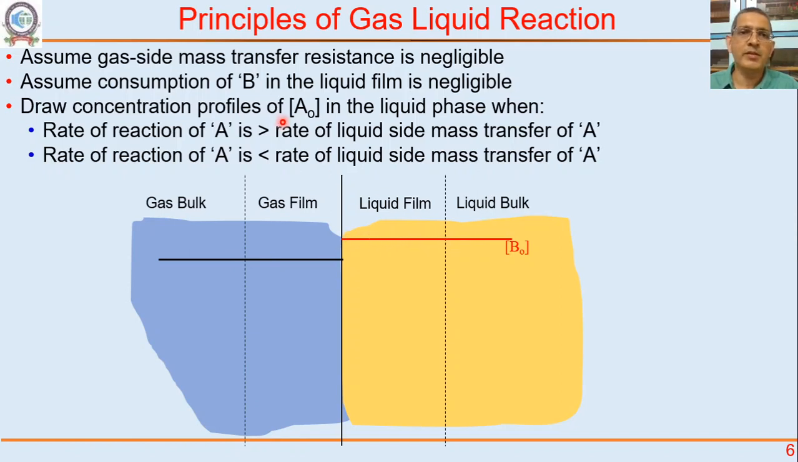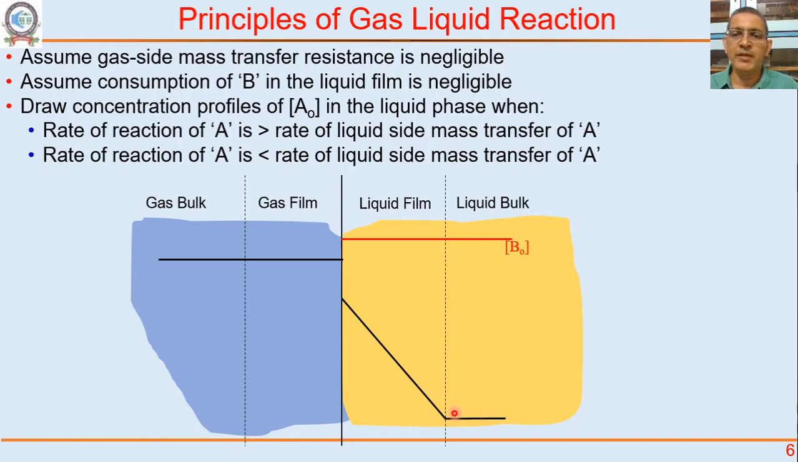Now draw concentration profiles of A naught in the liquid phase when rate of reaction of A is greater than the liquid side mass transfer of A, and when rate of reaction of A is less than the liquid side mass transfer of A. Pause and draw. This is how we will get A in the gas side, it dissolves, so you will get A star, there is mass transfer, and then this is our A naught.